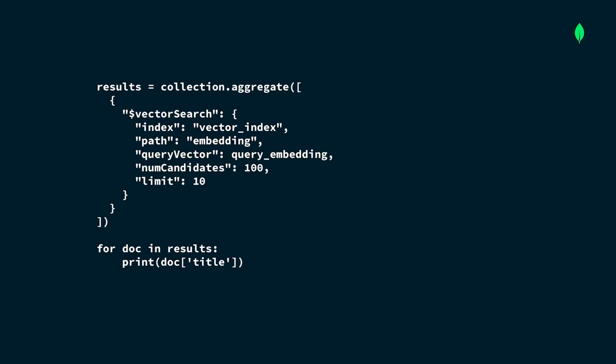Let's walk through setting up the vector search stage. We set index to vector_index, the index we just created. The path is embedding, the field where we stored our vectors. We provide query vector with the embedding we just generated. Num candidates controls how many documents MongoDB considers before returning the final ranked results. A higher value gives better recall at the cost of speed. Finally, limit caps the number of results returned.